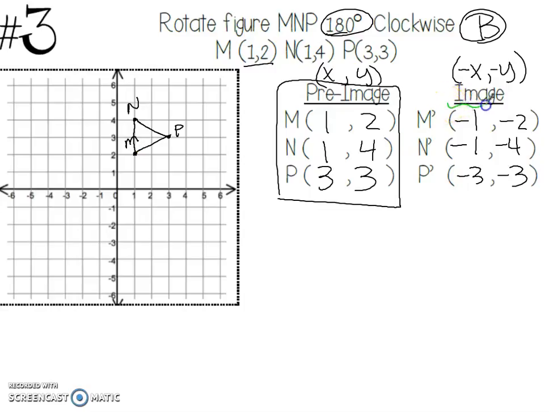I'm going to use the color green for my image. M prime is -1, -2. N prime, -1, -4. P prime, -3, down 3. And then I connect. Next.